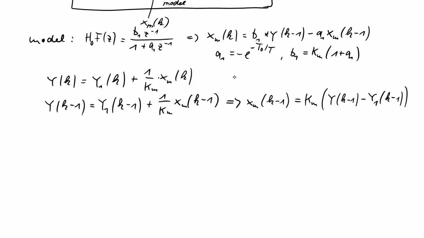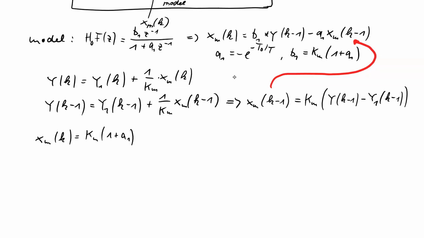Okay, and this is then used in this equation. You see, replace by replace, I now have xm of k is b1, and b1 is Km times (1 plus a1).